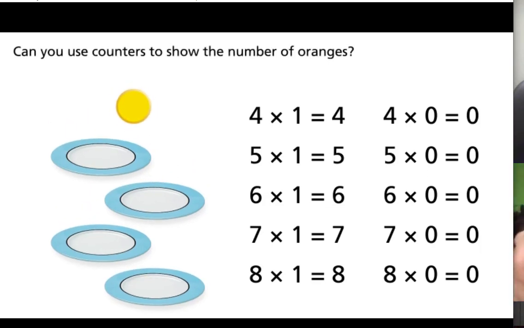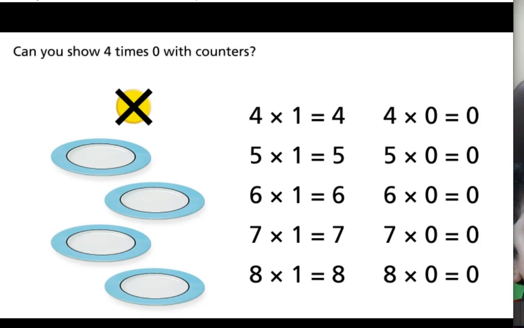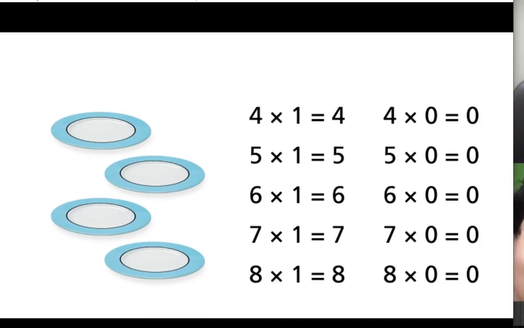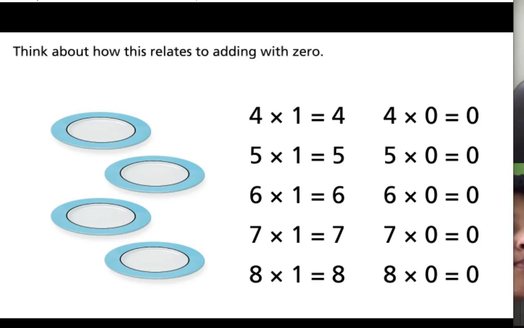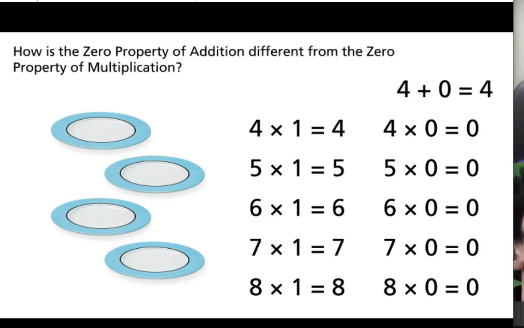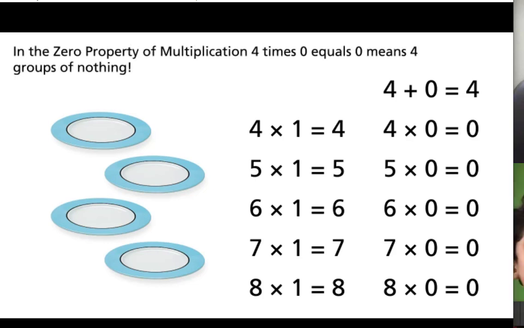Can you use counters to show the number of oranges? There are no oranges on any of the plates, so there is nothing to show. Can you show 4 times 0 with counters? No. 4 times 0 means 4 groups of 0, so there is nothing to show. Think about how this relates to adding with 0. How is the 0 property of addition different from the 0 property of multiplication? In the 0 property of addition, 4 plus 0 equals 4 means 0 is being combined with 4. In the 0 property of multiplication, 4 times 0 equals 0 means 4 groups of nothing.